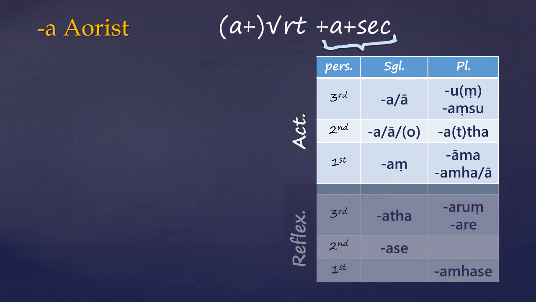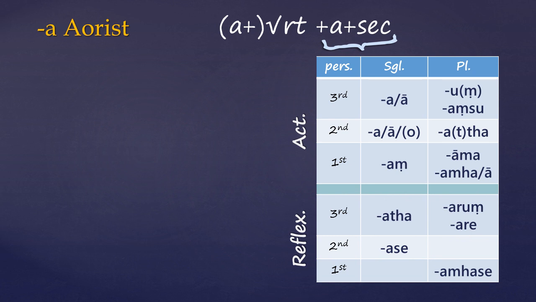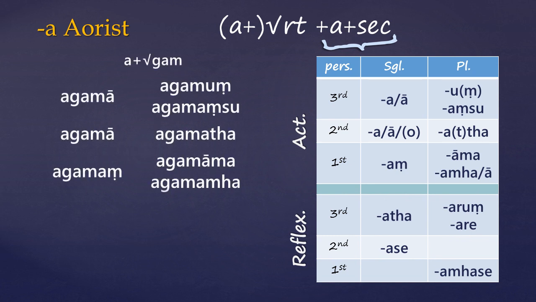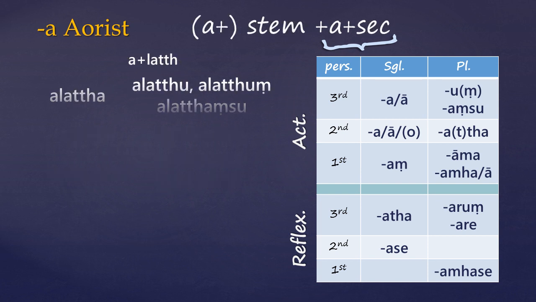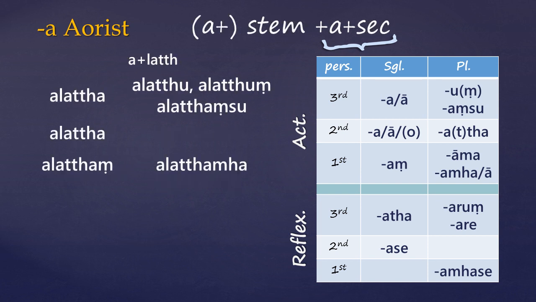Note that in the second and third person singular, the final A may be either long or short, and in the second person the ending O sometimes arises. Also, the a-aorist has retained quite a few reflexive endings, but these only appear for a few verbs. So the a-aorist is formed on a root as follows, and this is also formed on the present stem of a few select verbs too.